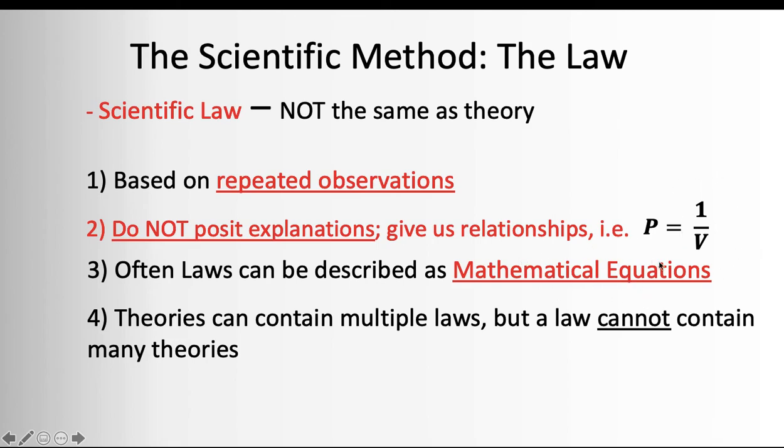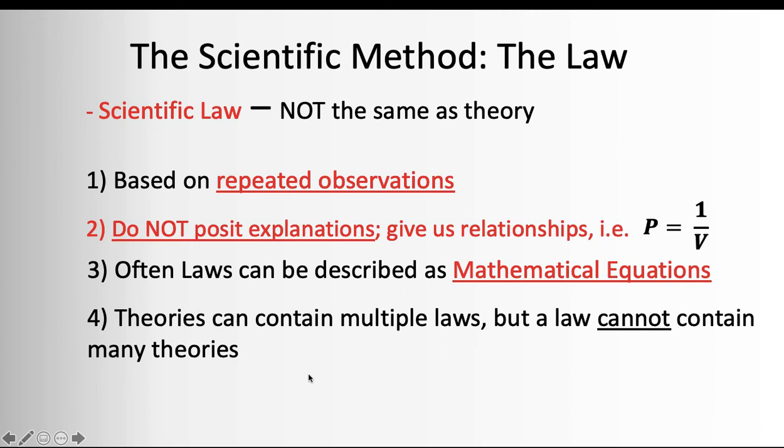The law just gives us a mathematical relationship, a mathematical equation. Here, for example, is Boyle's law. It relates pressure to volume. It says, when I increase the pressure, the volume decreases. It's a mathematical relationship. It does not tell us why pressure and volume are related that way. That is for a theory to try to explain. The law just tells us a mathematical equation. That's it. And once again, contrary to popular belief, a theory does not become a law. A law is completely different than a theory.